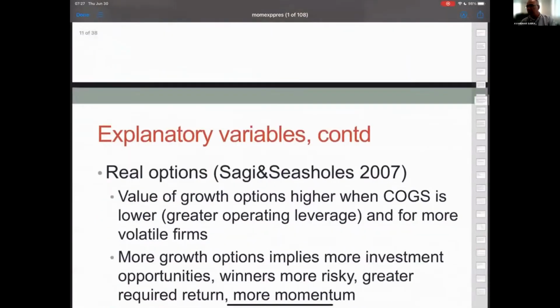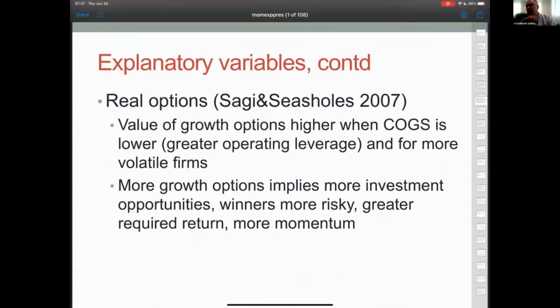That's the logic. Okay, as far as the real options story is concerned, these guys, Sagi and Seasholes, measure it by cost of goods sold. And the argument is that when COGS is lower, the cost structure is lower, then essentially you have greater operating leverage and so on and so forth. So basically the idea in this case is that there are more real options when cost of goods sold is lower. That's the logic they use.